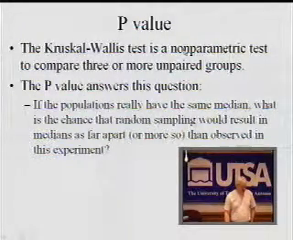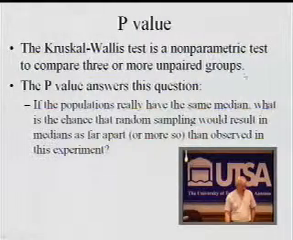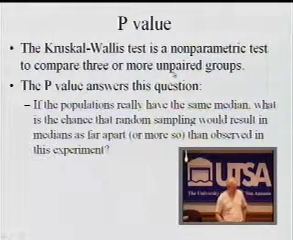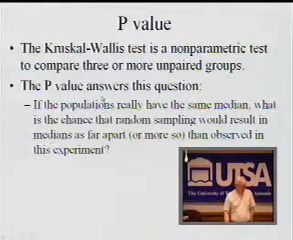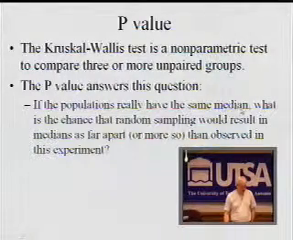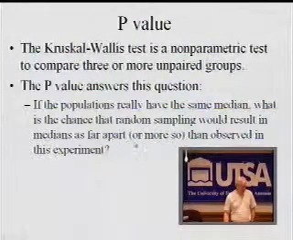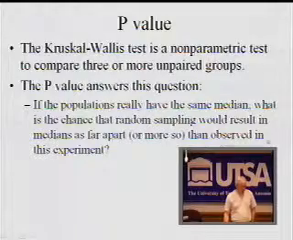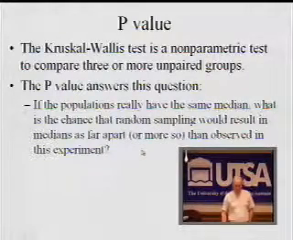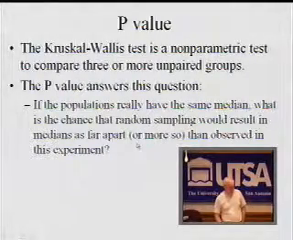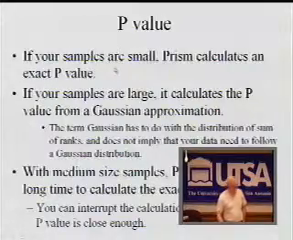The Kruskal-Wallis test is a non-parametric test to compare 3 or more unpaired groups. So again, that's the same as the one-way ANOVA. The p-value answers this question: if the populations really have the same median, what is the chance that random sampling would result in medians as far apart or more so than observed in the experiment? So the effect size, what is the magnitude of the effect?